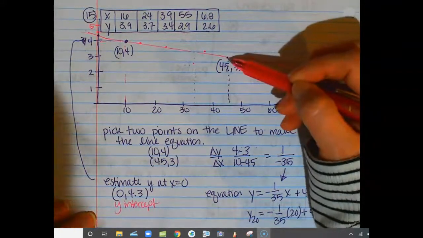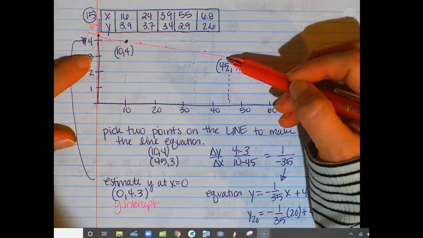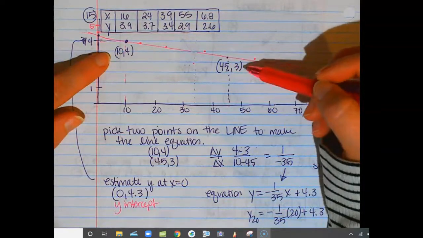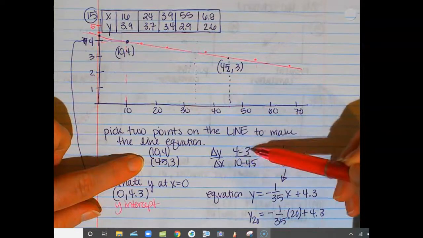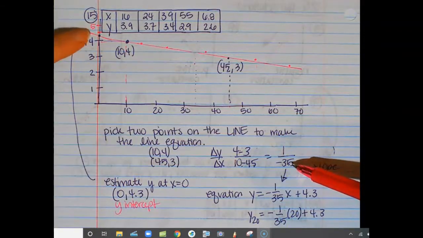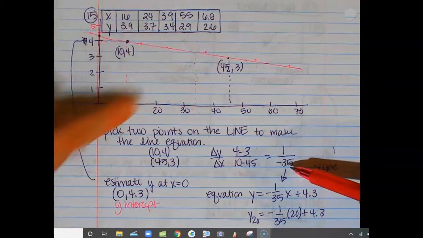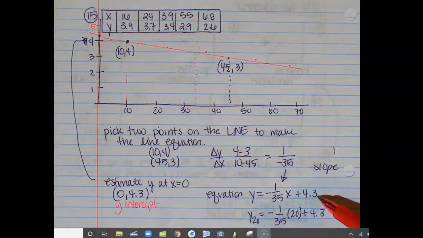I also found this one that looks to be about 45, and then this was in the middle, right where I had graph 3. So those are my 2 points. I used those 2 points right here for slope, y minus y over x minus x. I got this for slope, which makes sense. It's negative. This definitely goes down, and it goes down a little bit and then a lot for the x value because these were bigger numbers. So down 1 over 35 is my slope. I put it in my equation right here. I put in my y-intercept, and then I tried it at 20.